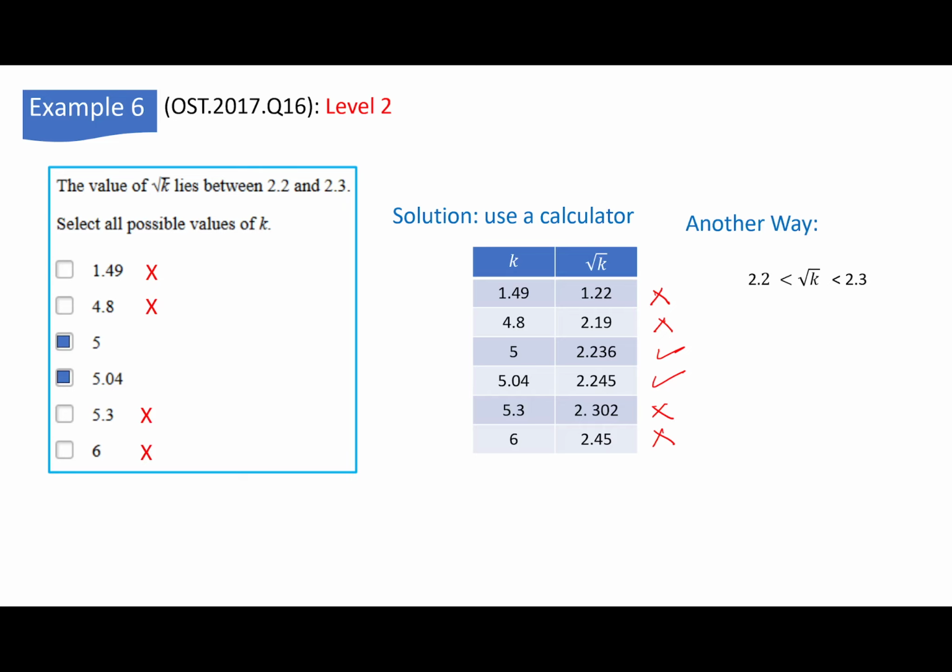I would put square root of k between 2.2 and 2.3. That's what I am told. Then I'm going to square every term. K should be between 2.2 squared and 2.3 squared. K should be between 4.84 and 5.29. Then I go here and see, is it the case here? No. Is it greater than 4.84? No. 5 is good. 5.3, now I exceeded this, so that's not good. 6, not good. Okay, so you can do it either way, whatever you feel comfortable with.